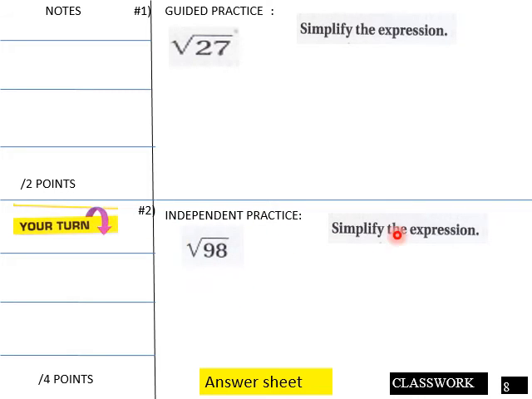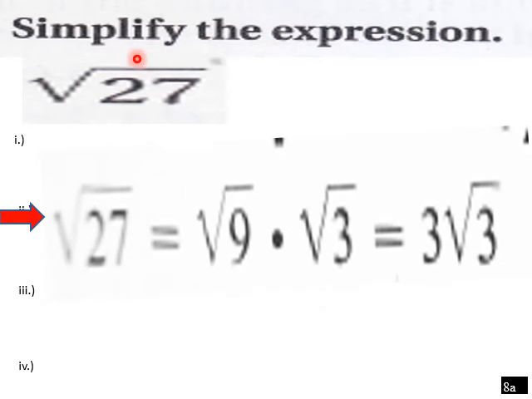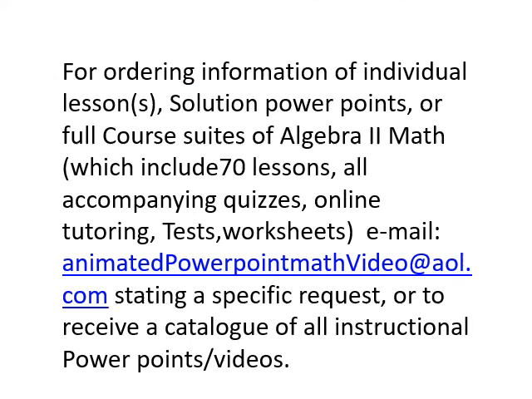Students, this is your independent practice here. Simplify that. So radical 27, we factor out a radical 9 times a radical 3. This is a perfect square, so it comes to 3 times radical 3.